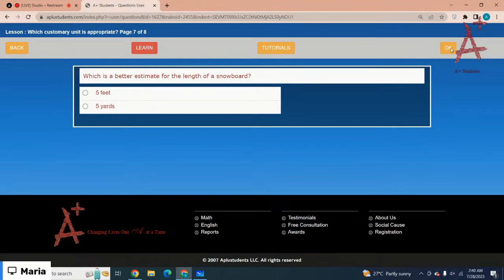Which is a better estimate for the length of a snowboard, 5 feet or 5 yards? The correct option is 5 feet because for a snowboard, 5 yards is much bigger. That would be 5 feet.